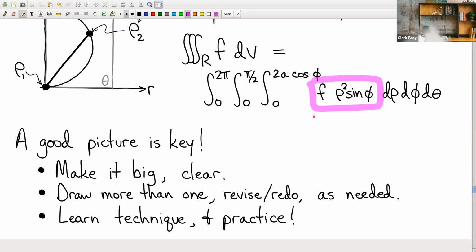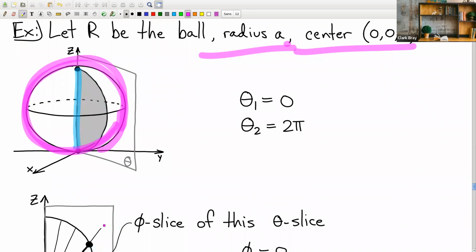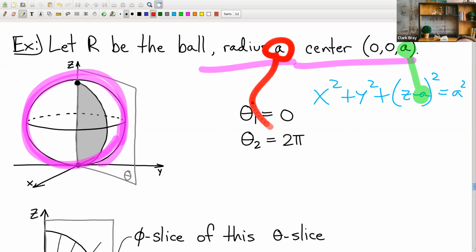Yes? Sorry, can you explain again how you got the formula for rho? Oh, yeah, sure. So it comes ultimately from the equation of this sphere, right? And this sphere I can write down in rectangular coordinates because I know the center and I know the radius. So this is x squared plus y squared plus (z minus a) squared equals a squared, right? And that comes from knowing where the center is and what the radius is. And having it in rectangular, then you convert just like we did in chapter 1, just plug in the coordinate functions.